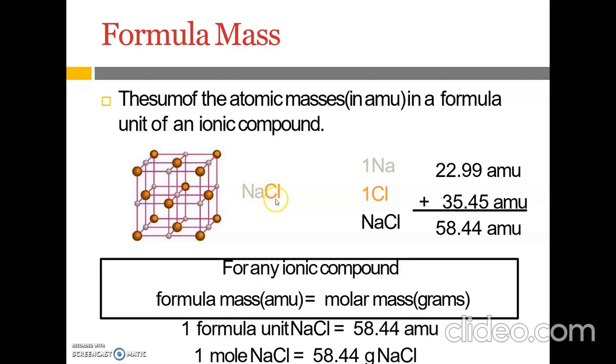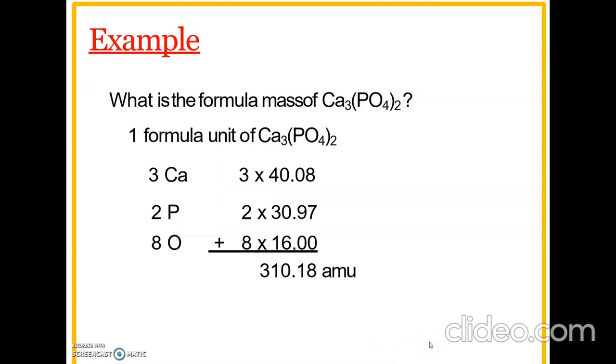So examples here, sodium chloride. So dekat dalam sodium chloride ni ada 1 atom of sodium. So dia punya atomic mass dia 22.99. Okay, ada 1 chlorine, dia punya atomic mass is 35.545. So kita tambahkan dia, kita akan dapat 58.44. So for any ionic compound, okay, formula mass in AMU is equal to molar mass in gram. So dalam 1 formula unit of sodium chloride ni ada 58.44 AMU. Okay, so 1 mole of sodium chloride bersamaan dengan 58.44 gram of sodium chloride.